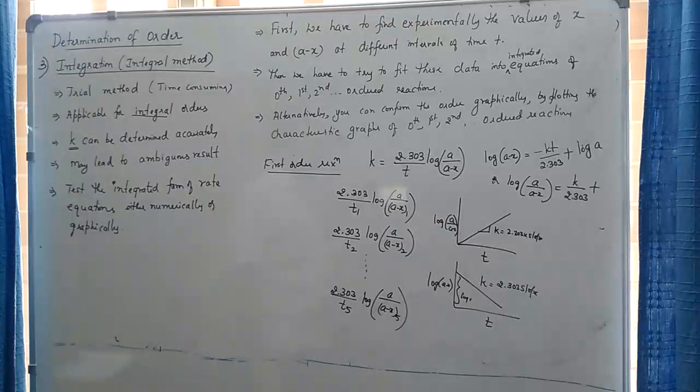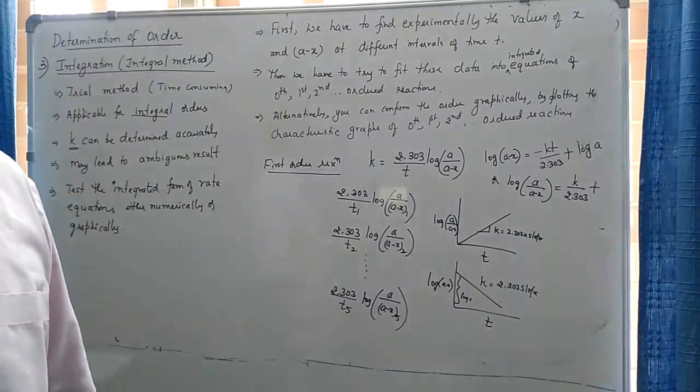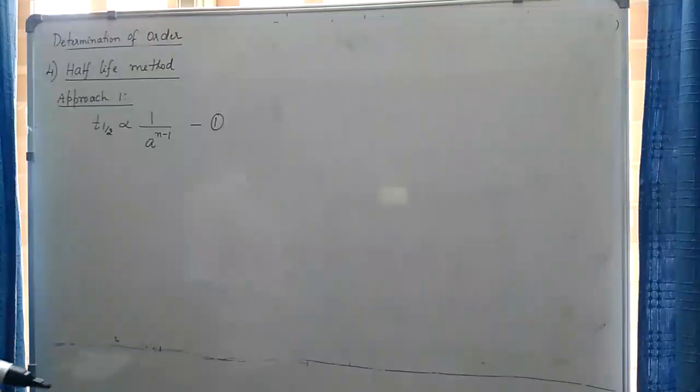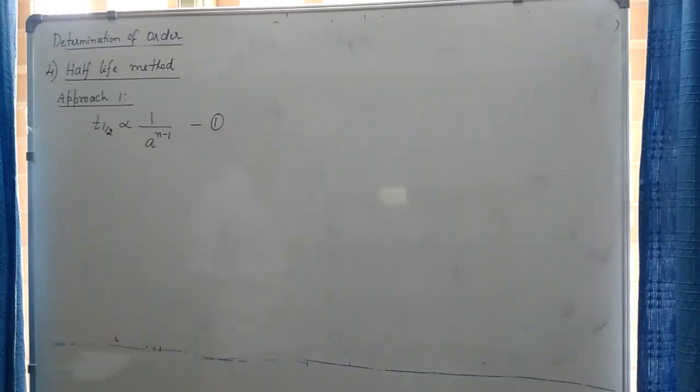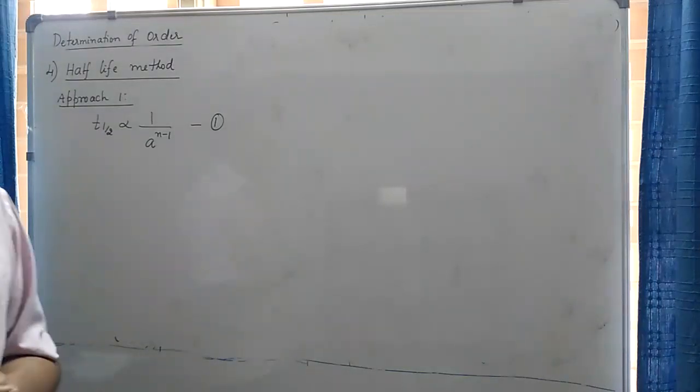The fourth method that we will now discuss is the method of half-life. As the name suggests, we have to measure the half-life of the reaction, and using the data of half-life we have to find out the order of the reaction.